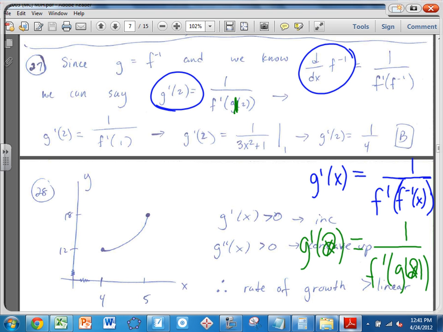What was f prime of 1 given as? No, it's plugging these in. The original is given, right? So what can you do with the original? The original is given, not f prime. Take the derivative of the original, then plug a 1 in. This is f prime, guys. It's not f inverse, f prime.